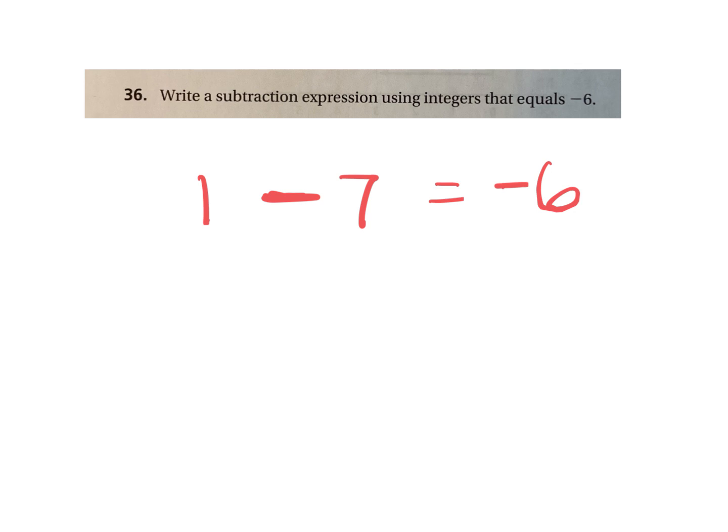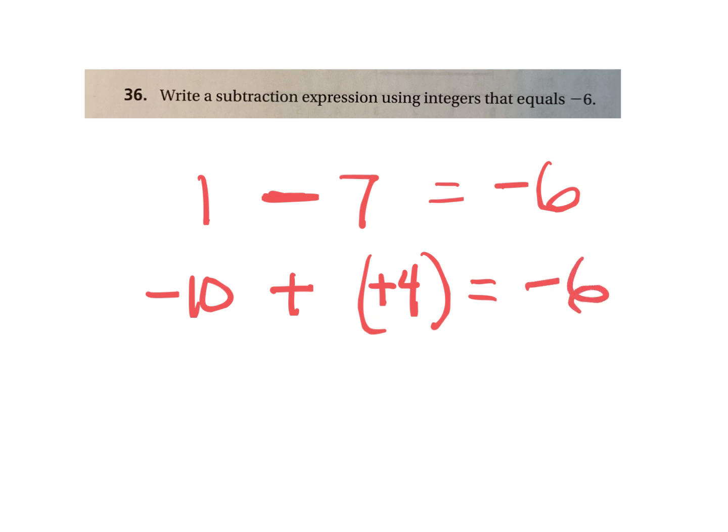I could also do, if I start with a negative, -10 minus, say I do a -4. If I would do that, I would add the opposite. So I have a -10, and I put 4 toward that. It gets me a -6. So lots of different ways to do that one.